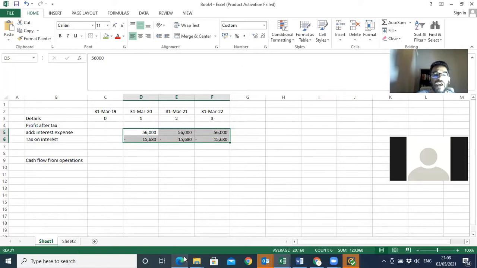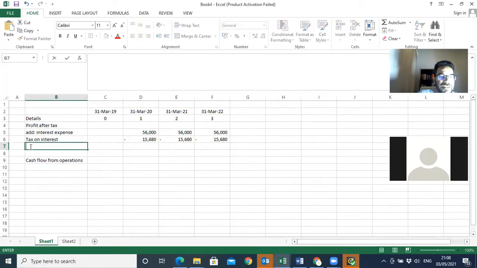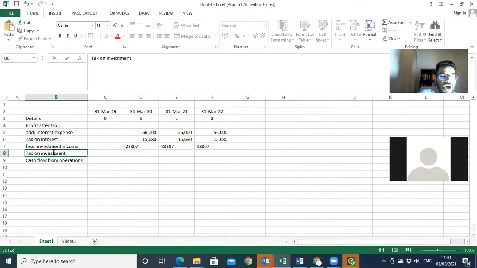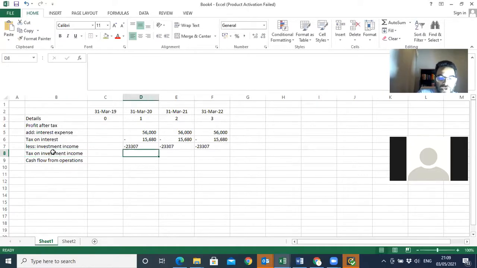So included in profit after tax is investment income, which is a non-operating amount. So therefore, we need to remove it. The investment income increased profit after tax. So to remove it, we must subtract. So less investment income. That was 23,307. So we're going to say minus 23,307. Once again, tax on investment income. We want the after-tax amount. So it's going to be the opposite direction, that times 28%.